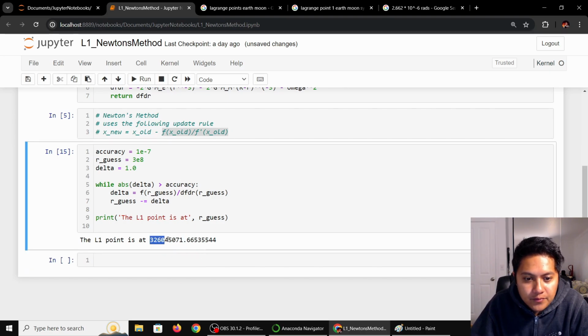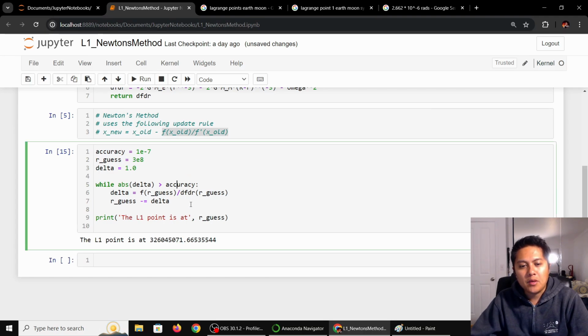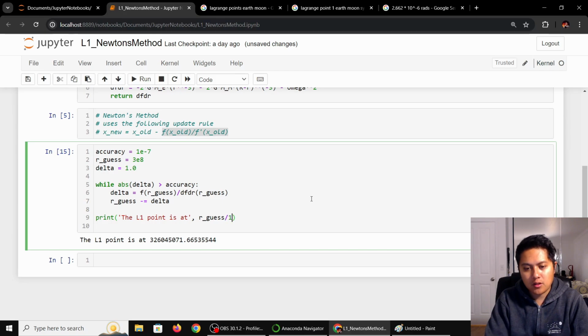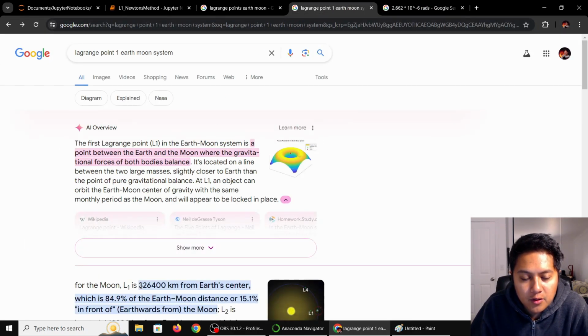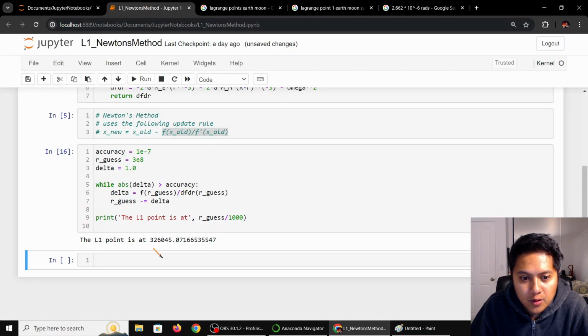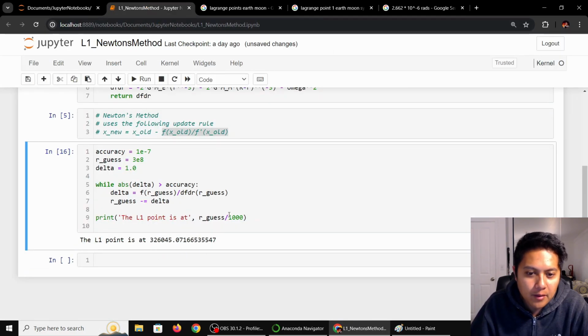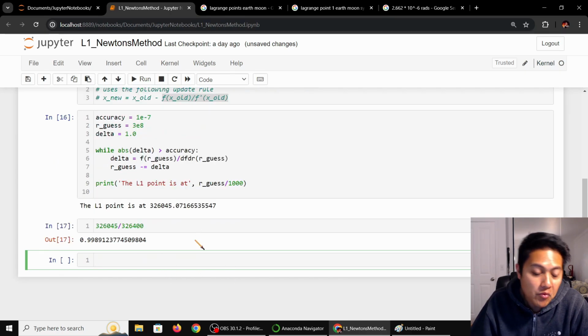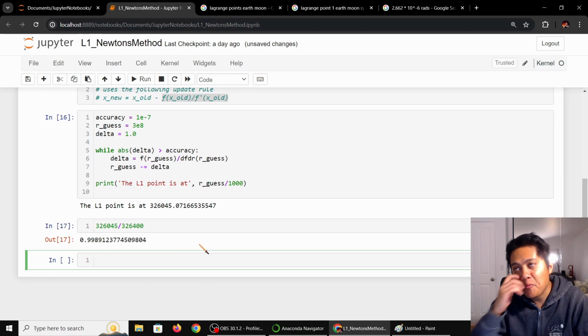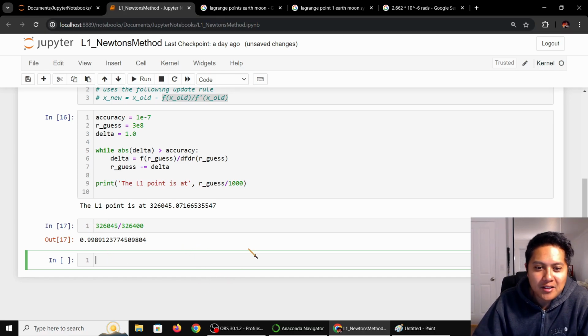326. That looks correct. But this is in meters, right? So converting it to kilometers. What do we get that in? So kilometers, 326,045. Which, okay, I mean, that's not bad. How much is this divided by 326,400? Actually, that's really unnecessary, but 99.89%. No, pretty good.